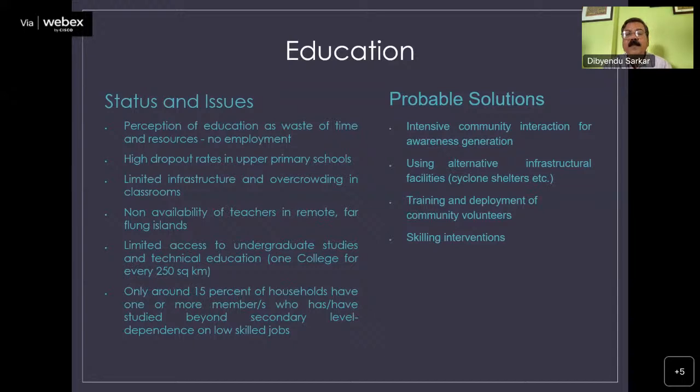So what might be the solutions? First of all, intensive community interaction for awareness generation, and using alternative infrastructural facilities like cyclone shelters for imparting education, because often education is disrupted because of the ravages caused by cyclones. So alternative infrastructure would be important. Training and deployment of community volunteers might be of help, and skilling interventions would be important. So this is about education. Go to the next one.